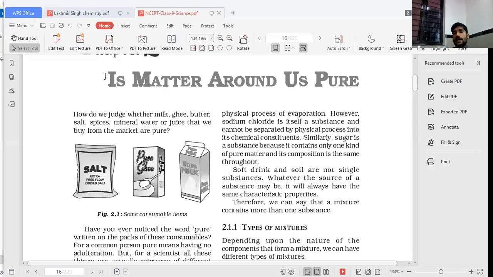So students, today we are going to start with the second lecture of the second chapter of the NCERT book, class 9th, that is Is Matter Around Us Pure?